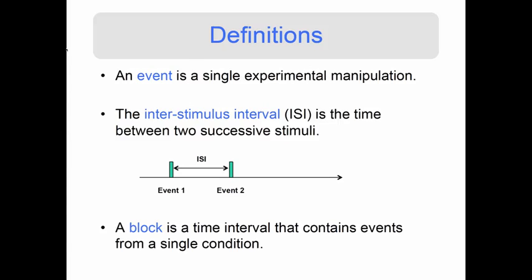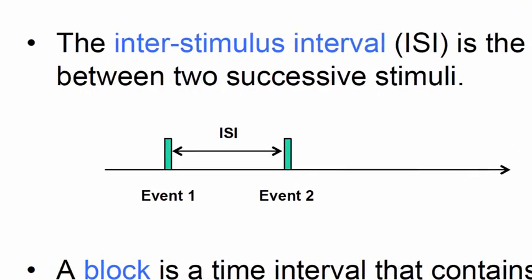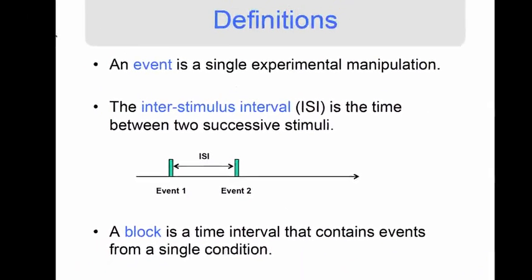Okay, let's start with some definitions. An event is a single experimental manipulation. It could be something like viewing a picture or clapping your hands or whatnot. The interstimulus interval, or the ISI, is the time between two successive stimuli. So if you have an event 1 where you're viewing one picture and event 2 where you're viewing a second picture, the time between those two viewings is the ISI.